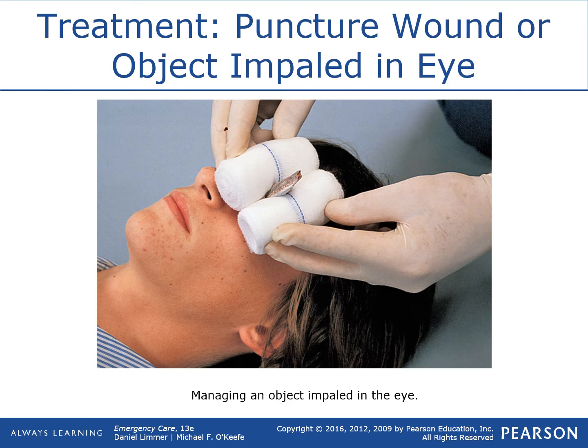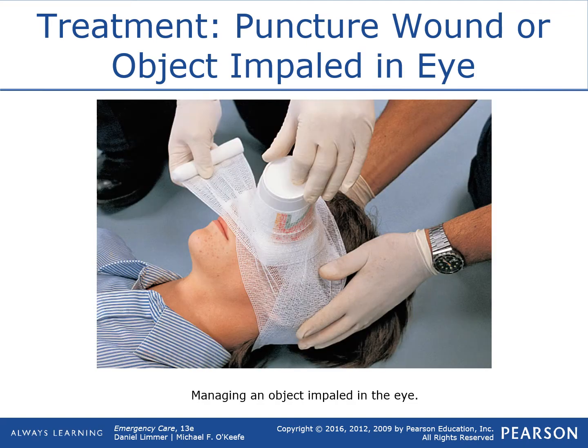So as you can see here, there's an object in the eye, and they put 2 roller bandages on either side, so that will stabilize the object so it doesn't tend to move around on its own. They then provide the rigid protection, so a cup is usually an okay option to use, and then you use a roller bandage to secure that in place.